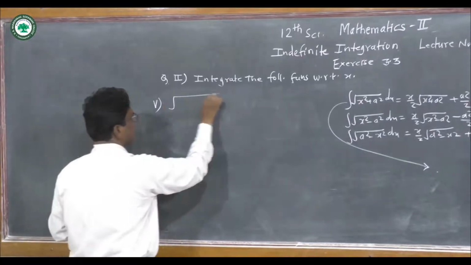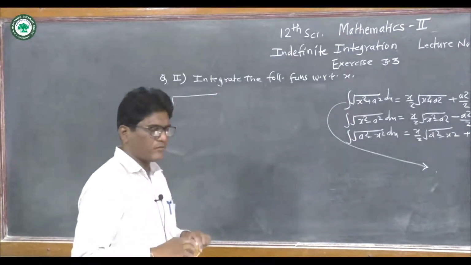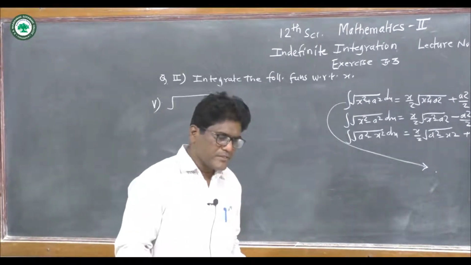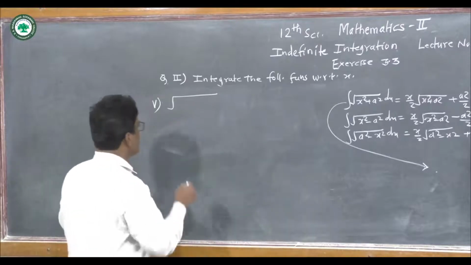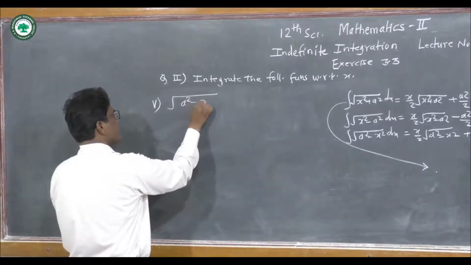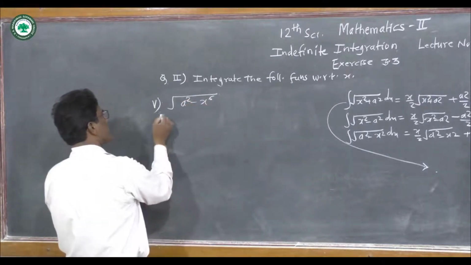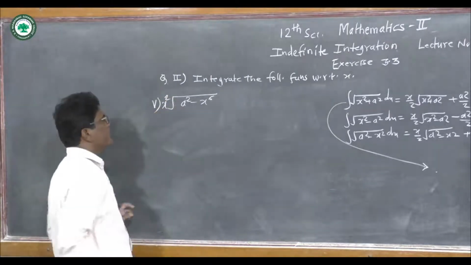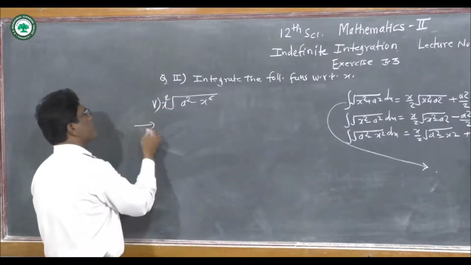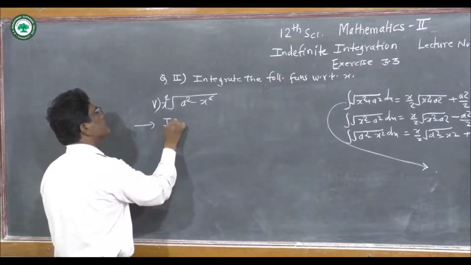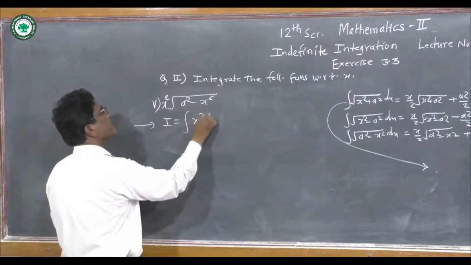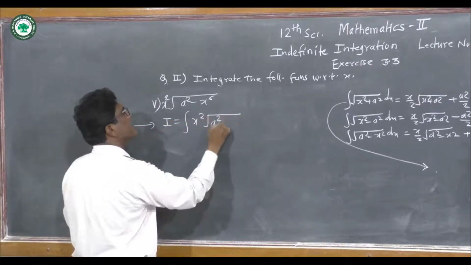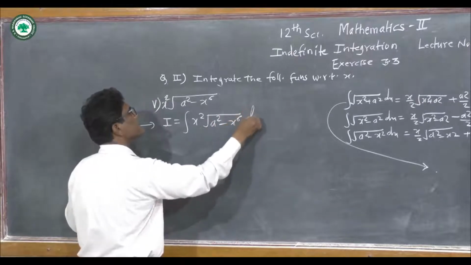Root of a square minus x to the power 6, here also x square. So the solution of this: we write I is equal to integration of x square into under root of a square minus x to the power 6 dx.